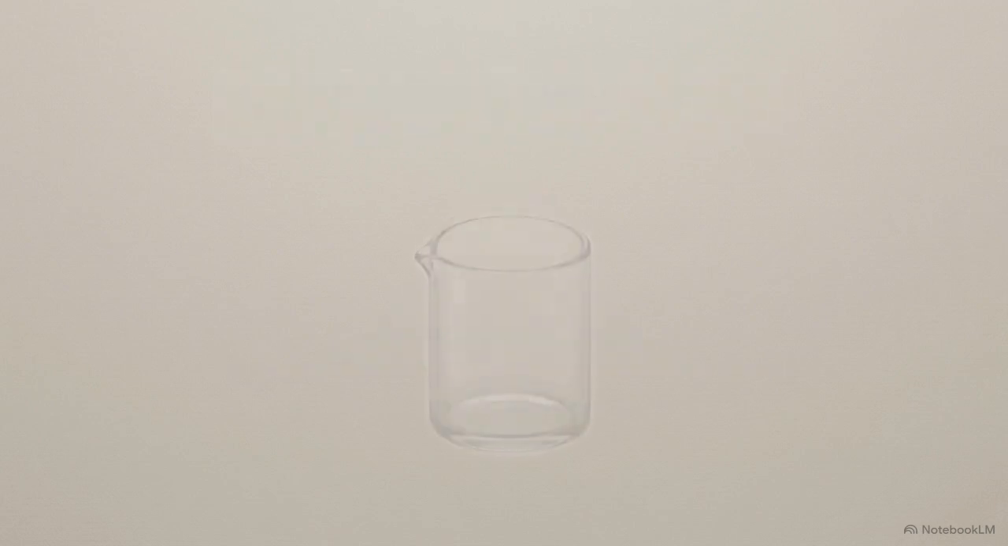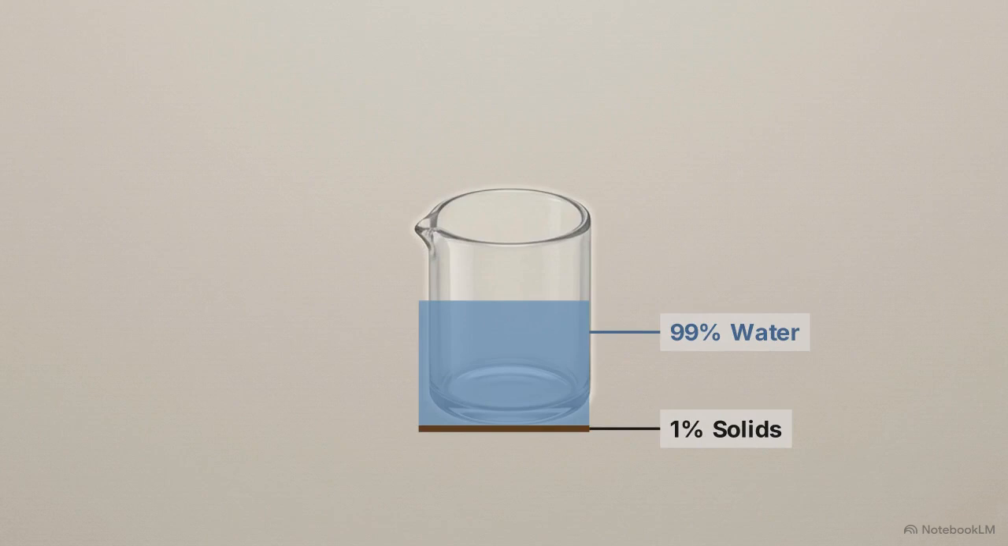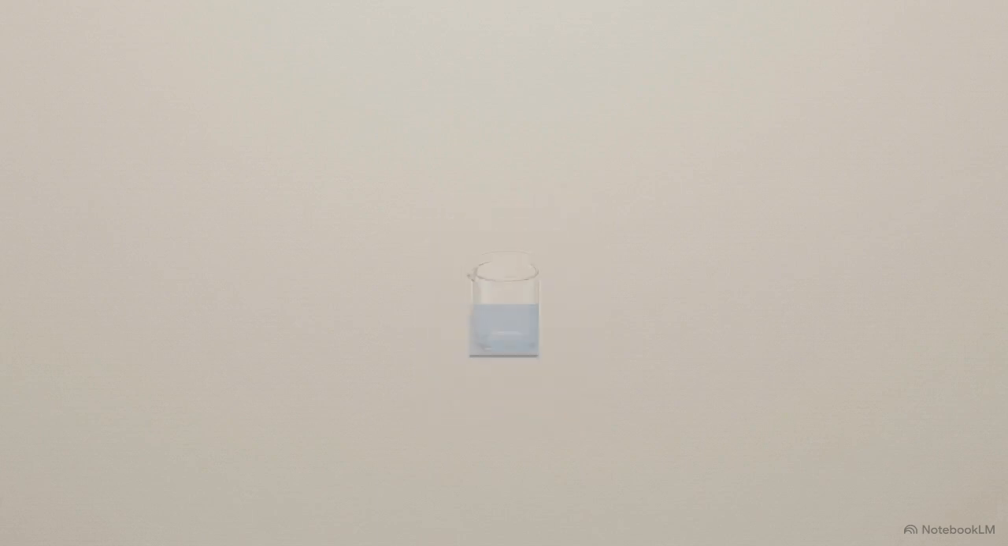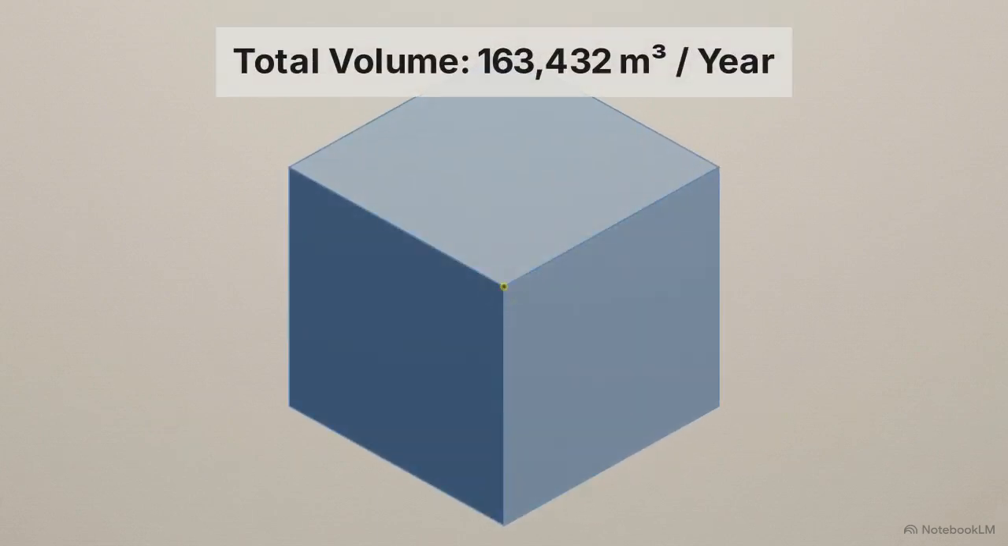But those solids do not exist in a vacuum. They are suspended in water. At this stage in the treatment process, the physical output operates at only a 1% solid concentration. This 3D model represents the true spatial reality of that 1% concentration. To manage those 1.64 million kilograms of solids, the plant must handle 163,432 cubic meters of total material per year.